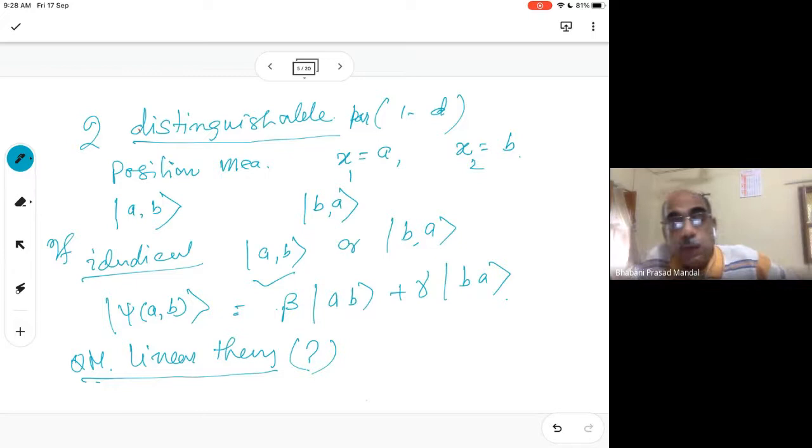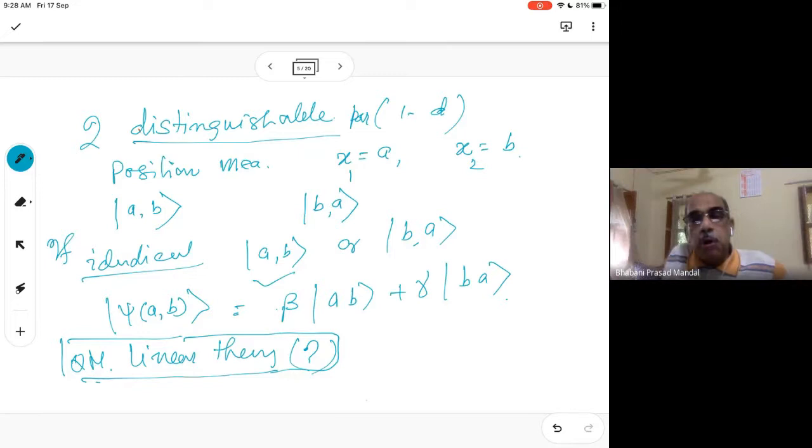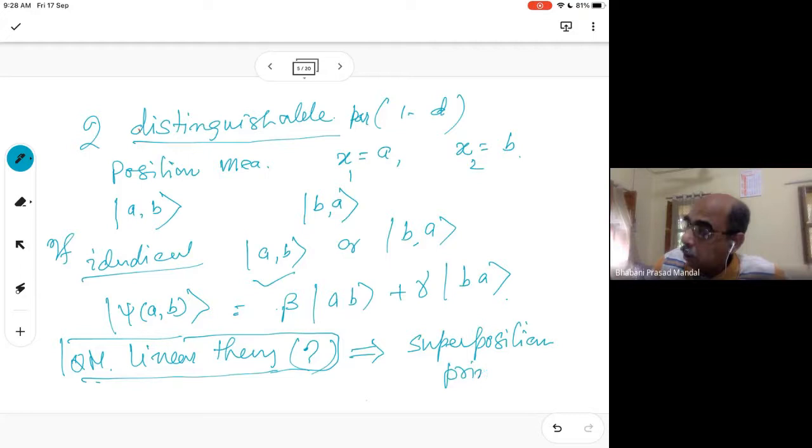If anybody has anything, you will discuss. But otherwise, try to find out what it means that quantum mechanics is linear. For a linear theory, an important characteristic is that the superposition principle is valid, so it will be applicable. So what I'll do is make the superposition of these two possibilities. This can be a solution, this can be a solution, so their linear combination also will be a solution. That is the superposition principle.